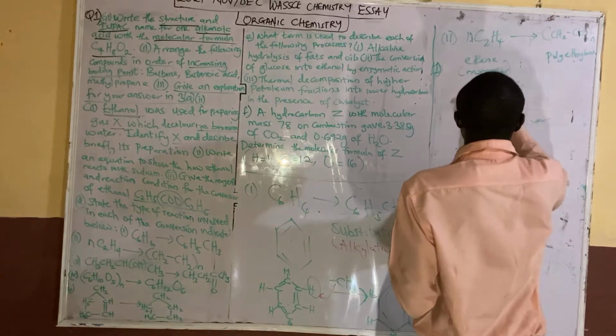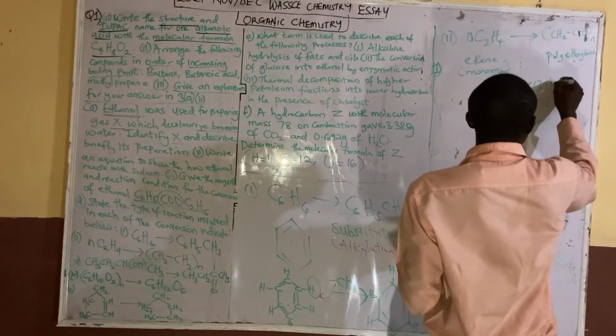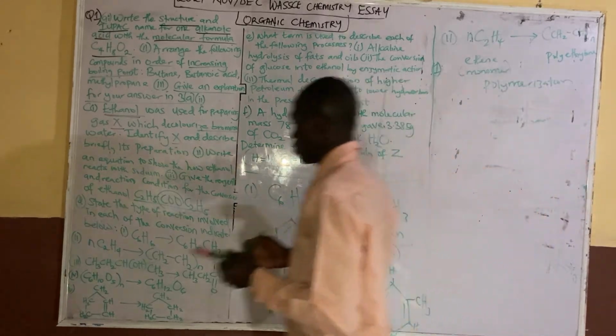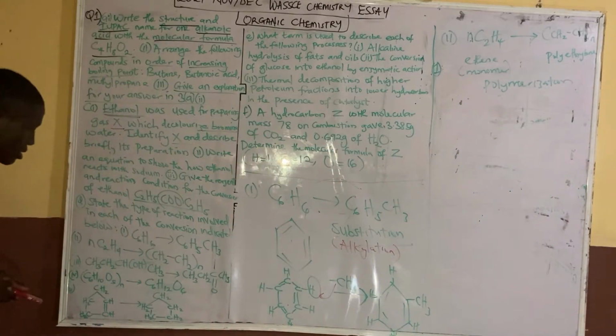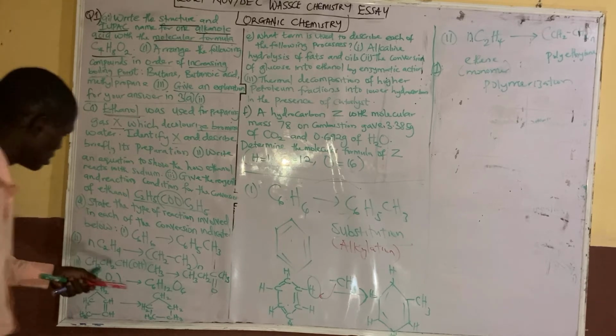So polymerization is the conversion that takes place. Polymerization is the conversion that takes place. Now the next one is this. We have CH what?